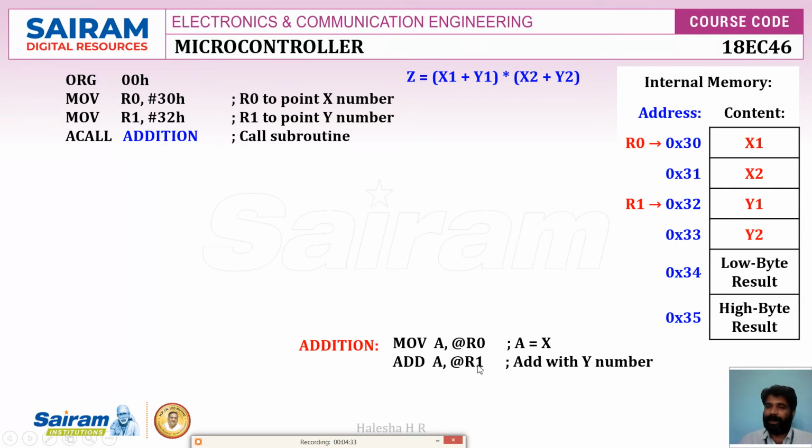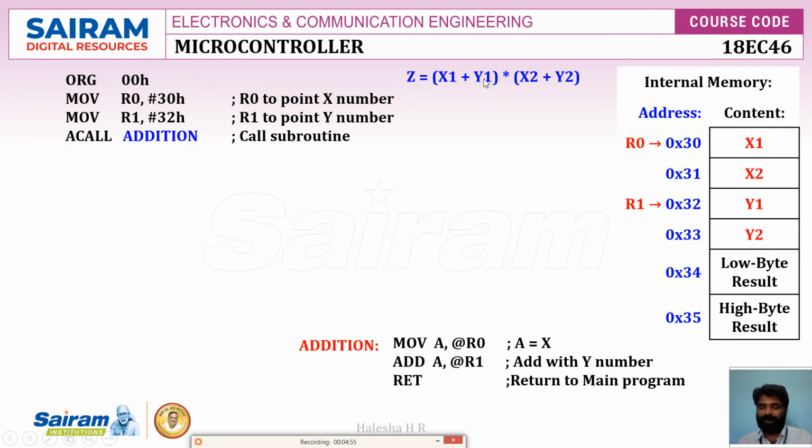Add the number pointed by R1, that is the Y number, with the content of A, that is the X number, and the result will be stored in A. So say return. When it returns to the main program, A has the result of X1 plus Y1.